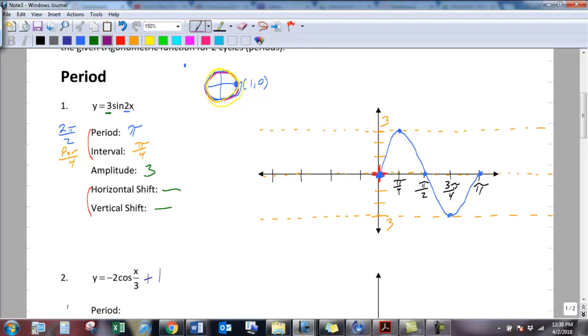So we got top, middle, bottom, middle, top, middle. There's the other cycle. So the blue is one cycle. This purple is another cycle the other way. But it would just keep doing this pattern forever and ever and ever. So there's our graph. Let's do another one, right?